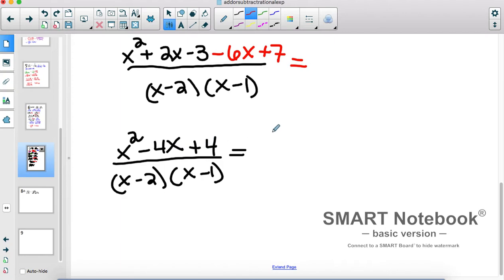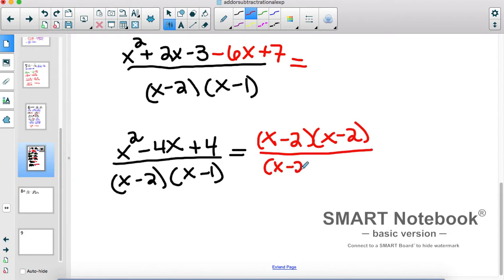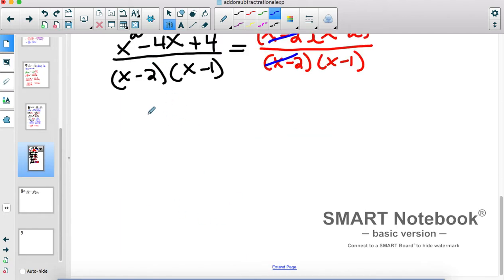Let's see if we can factor the top. Maybe things will cancel. So two numbers that multiply to 4 and add to negative 4. So what's that? X and x, and then we have negative 2 and negative 2, which is going to help us out because we're gonna have x minus 2 that cancels. So x minus 2 will cancel with x minus 2. Then we're going to have x minus 2 over x minus 1. This is our final answer. Our restrictions are the following. X can't be 2 and x can't be 1. And we're done.